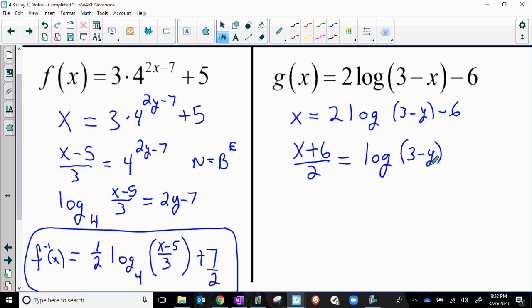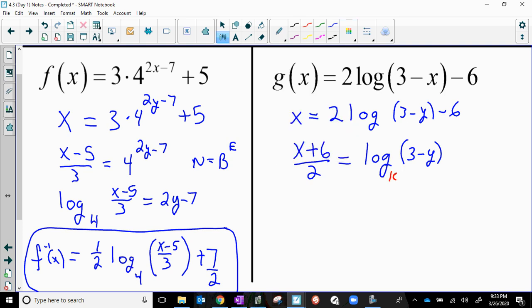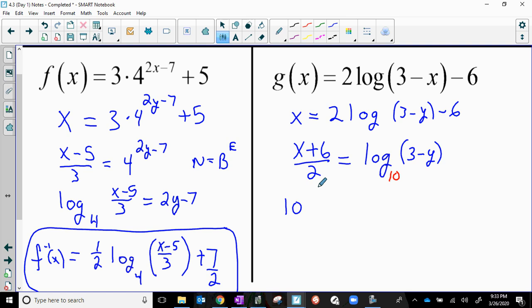And then I'm stuck on this logarithm. So I need to know what the base is, and it's not written for me. Well, that's because this is the common logarithm, powers of 10. So I'm going to rewrite it as base raised to my exponent. Well, what's my exponent? Logs equal exponents. So my exponent is x plus 6 over 2.